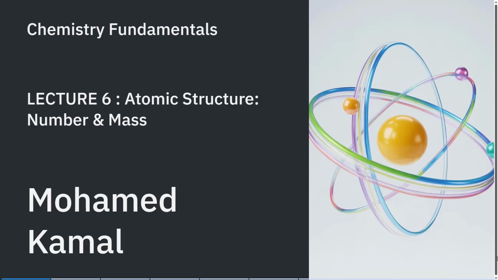Hi again. Today we are going to explore the fundamental building block of matter, atoms. But here's a question to get you thinking. If you could shrink down to the size of an atom, what would you actually see? Would it look like a tiny solar system with planets orbiting the sun? By the end of today's lecture, you'll understand the true structure of atoms and how we identify different elements using two crucial numbers that act like an atom fingerprint.